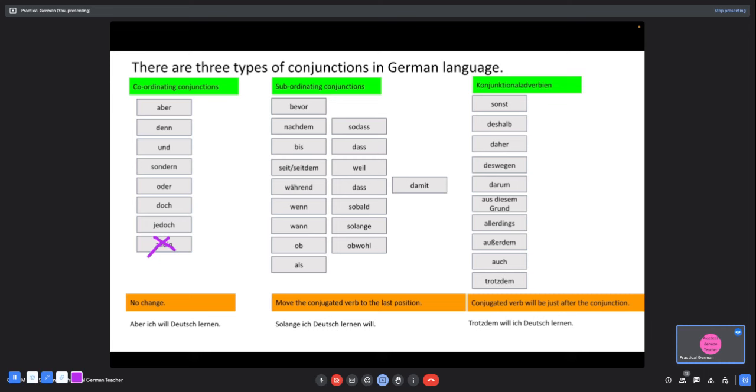So "darum", you can think of it as right now. Darum, we saw. When you are giving a reason. Why did you do something? Next one.